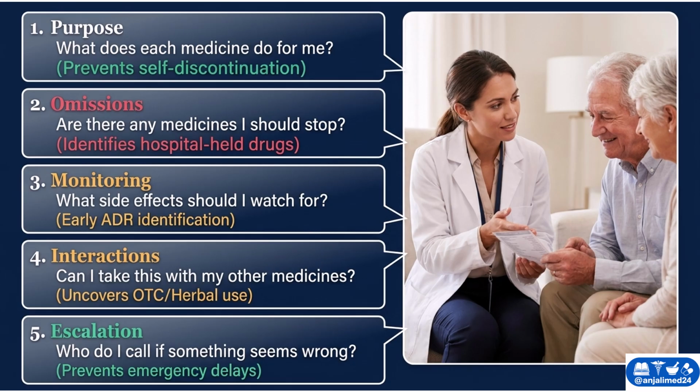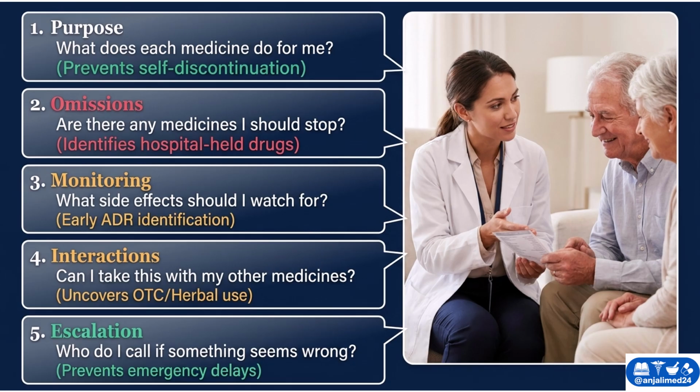Fourth, interactions. Patients should ask, can I take this with my other medicines? This question is critical because many patients also use OTC medications, herbal products, or traditional remedies without informing their healthcare providers. For example, NSAIDs combined with anticoagulants greatly increase the risk of bleeding. Certain herbal supplements may interfere with cardiac drugs or diabetic medications. Medication reconciliation must therefore include prescription, OTC, and herbal therapies together.